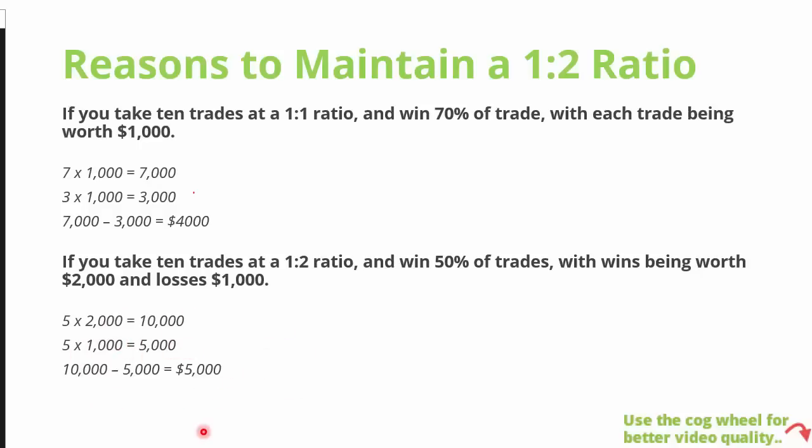So it is possible to be more profitable while losing more trades if your risk to reward ratio is 1 to 2. It's basic math. It's very simple. So my point is, this is one of the reasons to maintain a 1 to 2 risk to reward ratio. You want to make more on your wins than you lose on your losses. And even though I was still very profitable when I had a 1 to 1 risk to reward ratio, I'm going to be a lot more profitable with a 1 to 2 risk to reward ratio. And this does not mean that I'm thinking or planning on losing 50% of my trades this year.